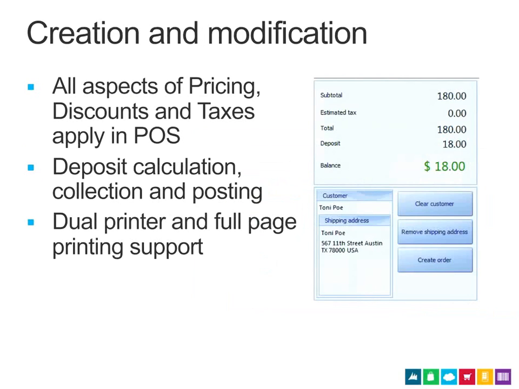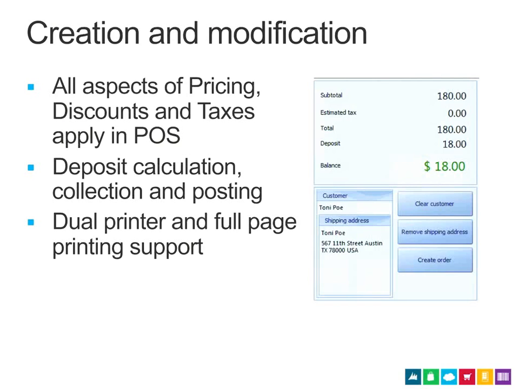So when creating and modifying sales orders, the point of sale client, basically all aspects of prices, discounts, taxation, is all using the point of sale logic to be able to do that. So clearly that means that you can use the point of sale discounts. It's going to use the point of sale pricing logic that Joseph had talked about. The tax calculation that the point of sale does is what's going to apply to this sales order when it's created within the point of sale.